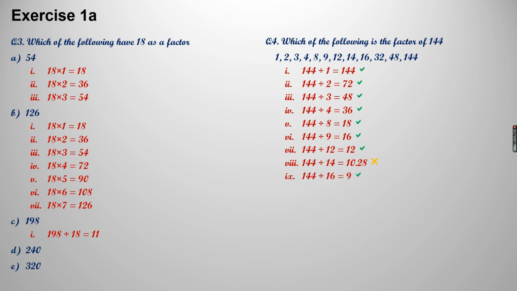How about 16? Yes. 144 divided by 16, the answer is 9. If we divide it by 32, the answer is 4.5. So no, 32 is not a factor of 144. You can divide 144 by 48 and 144 by 144. Now, all of these numbers given above, except for 14 and 32, are factors of 144. Take the time, do the exercise by hand, and then get back to it.